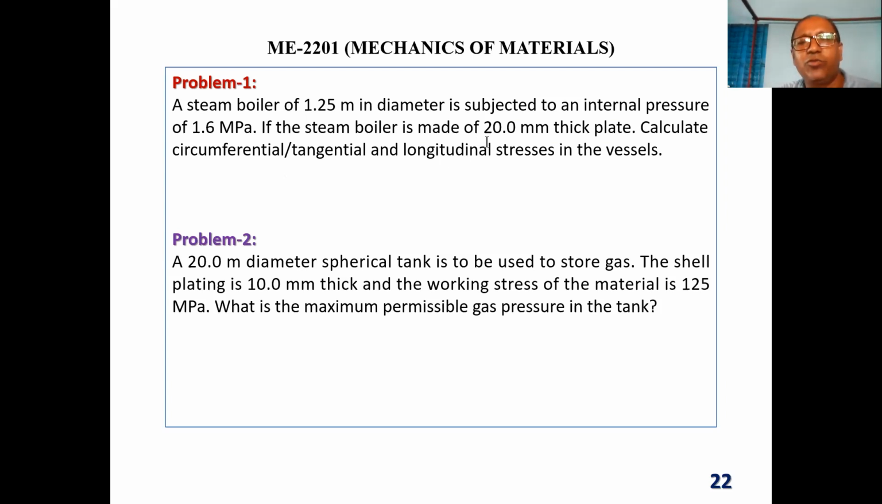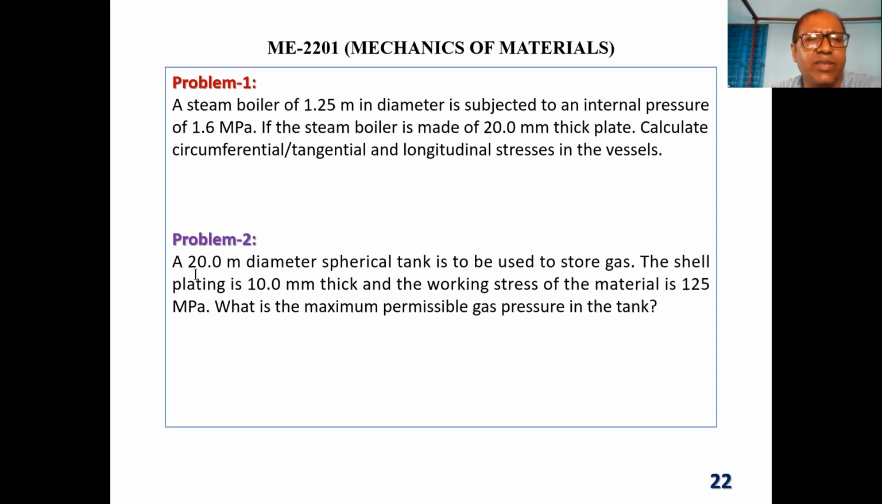10T equal to 20 thickness into 10. Then compare with the inner radius. If Ri greater than 10T, then that is thin wall pressure vessel. Okay. So let's solve problem 2.